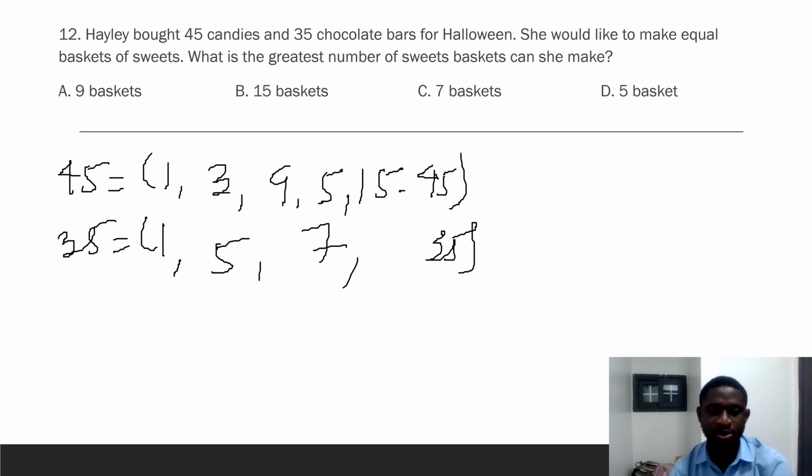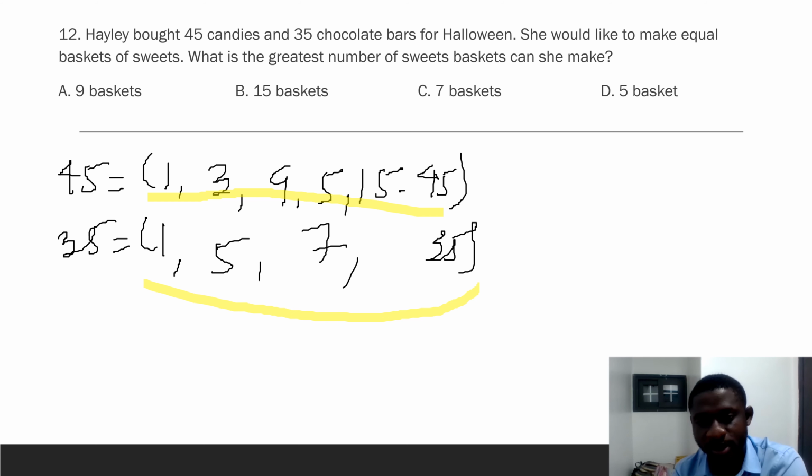So now, of these numbers, we have 1, 3, 9, 5, 15, and 45, and 1, 5, 7, and 35. We were looking for a number that appears in both the first and the second column. So what numbers do you see that appear here and here at the same time? You want the greatest number. So let's see. 35 is here, but it's not here, so it's out. 7 is here, but 7 is not here. 5, you see 5 is here, and 5 is equally here as well.